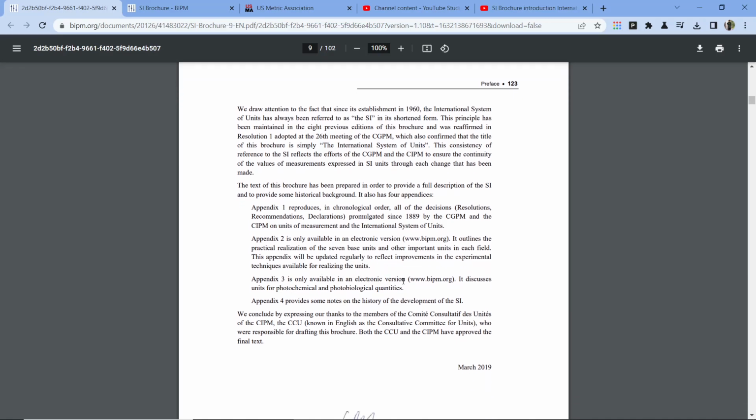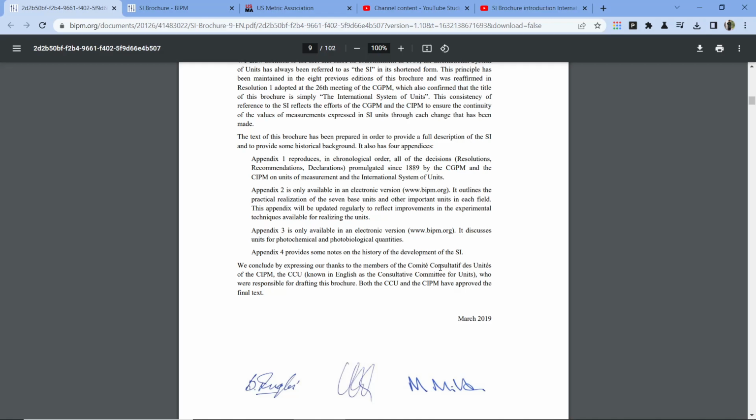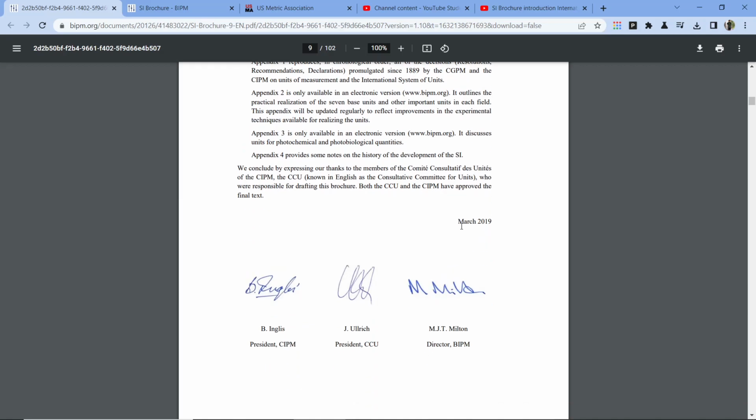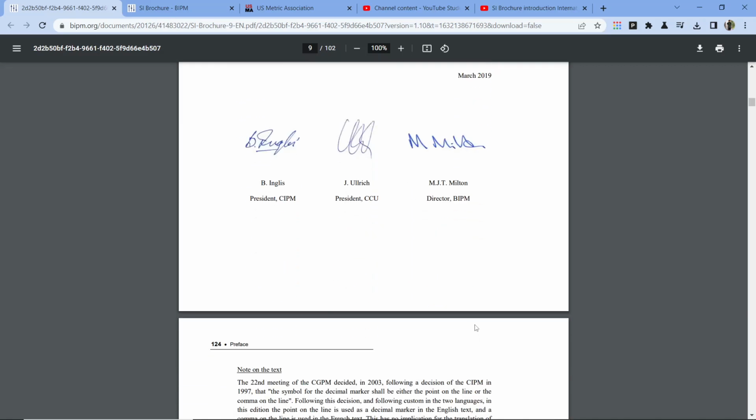Appendix 3 is only available in an electronic version, www.bipm.org. It discusses units for photochemical and photobiological quantities. Appendix 4 provides some notes on the history of the development of the SI. We conclude by expressing our thanks to the members of the committee the CCU, known in English as the Consultative Committee for Units of the CIPM, who were responsible for drafting this brochure. Both the CCU and the CIPM have approved the final text. March 2019, B. Inglis, President CIPM, J. Ulrich, President CCU, M.J.T. Milton, Director BIPM.